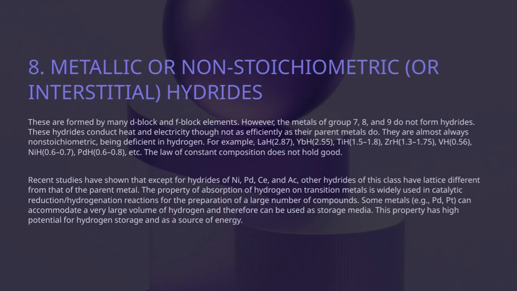For example, some specific hydrides include lanthanum hydride with a composition around LaH2.87, a terbium hydride at about TbH2.15, and titanium hydride ranging from TiH1.5 to 1.8. Other examples are zirconium hydride at ZrH1.3 to 1.75, vanadium hydride at VH0.56, nickel hydride at NiH0.6 to 0.7, and palladium hydride at PdH0.6 to 0.8.